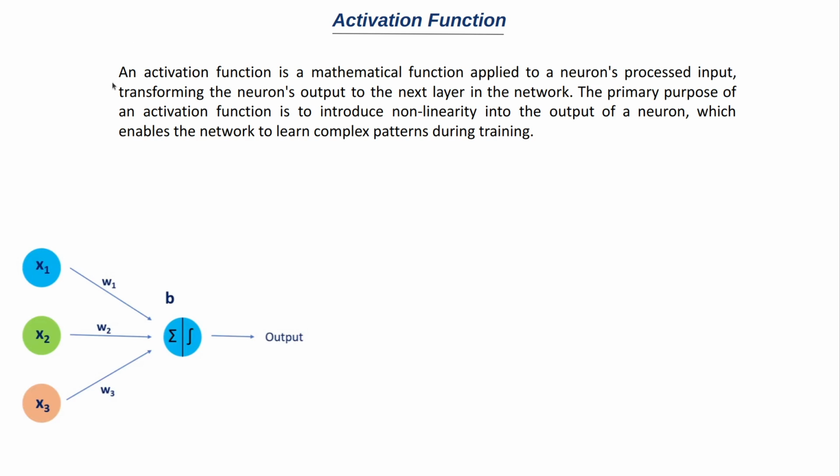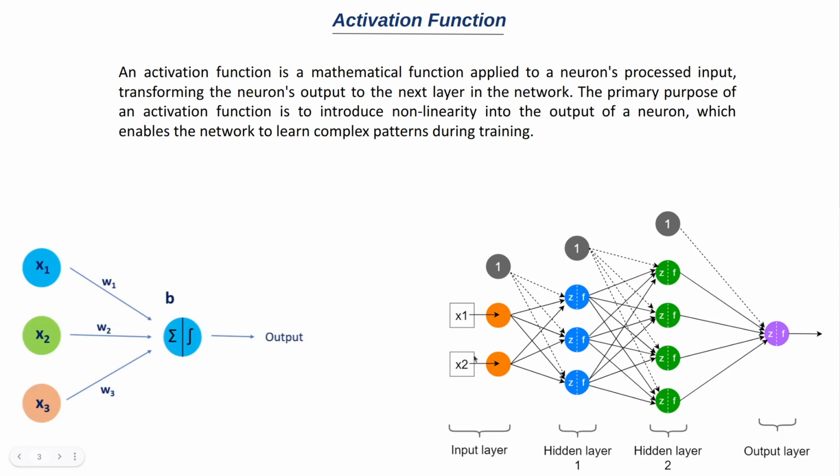And now let's understand this definition itself. It is a mathematical function, or you can think about it as a mathematical equation, applied to a neuron's processed input. When I say processed input, we have already seen this in the perceptron video in the previous videos. So this is how a neural network would look. Let's say you have an input layer, two hidden layers and an output layer, and there are individual neurons in each of these layers. Let's take this particular neuron.